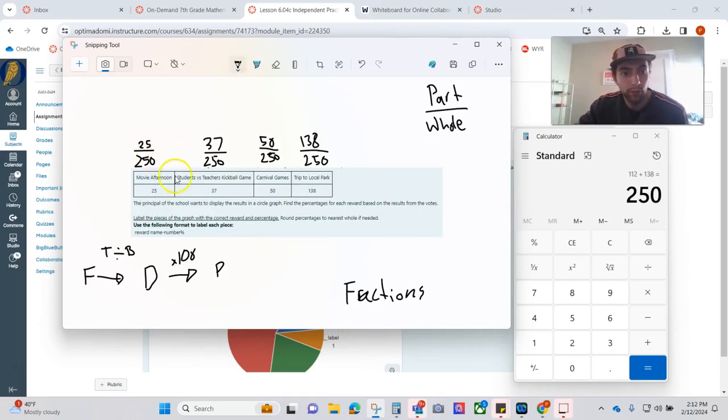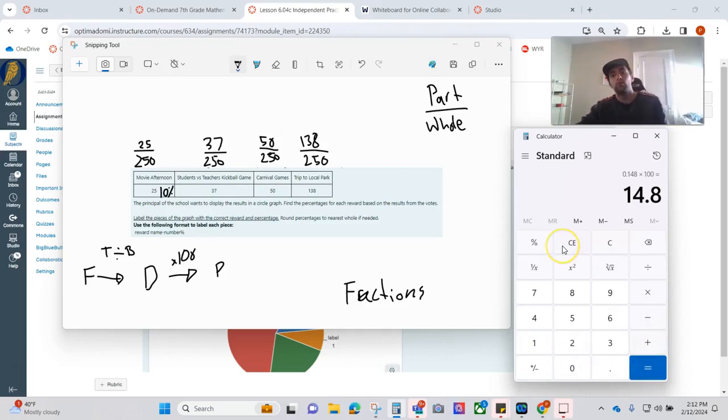So let's do the movie afternoon percent. Top number divided by bottom number, part divided by whole, times 100, equals 10. So that's 10%. Now let's do it for the kickball game. 37 divided by 250, times 100, equals 14.8.